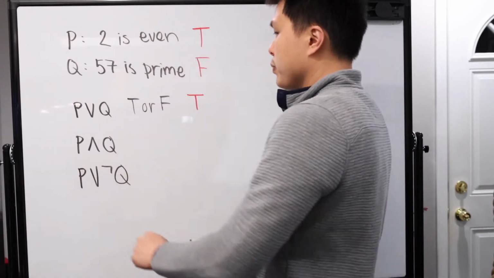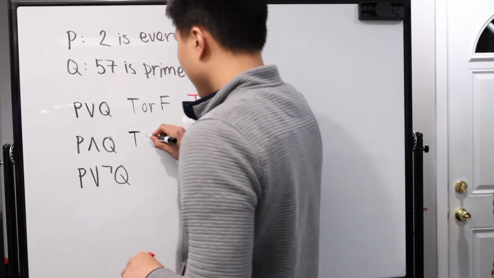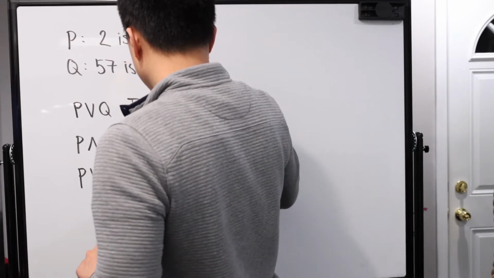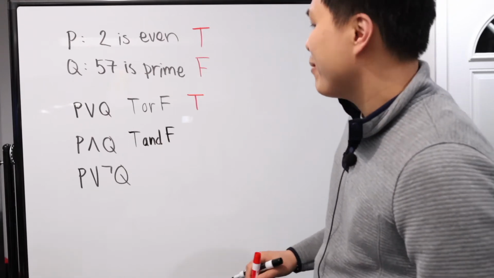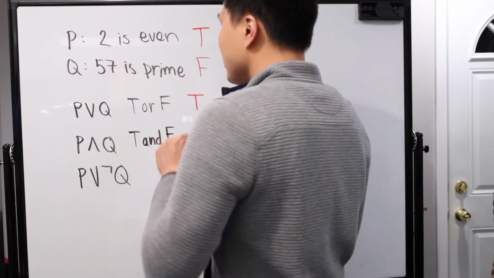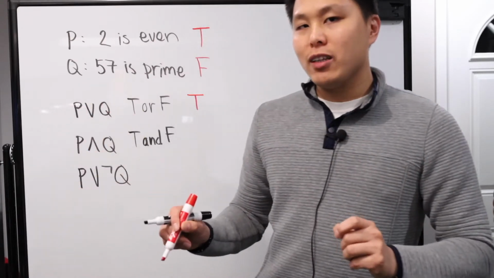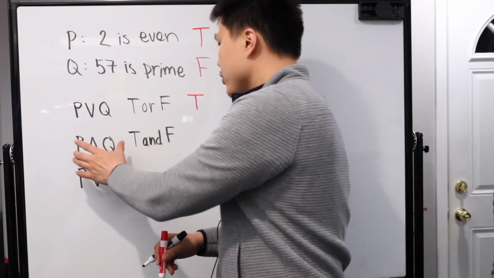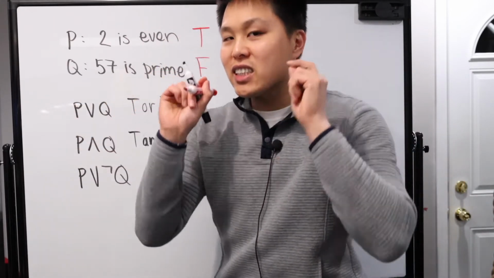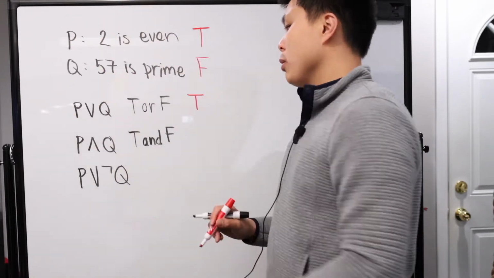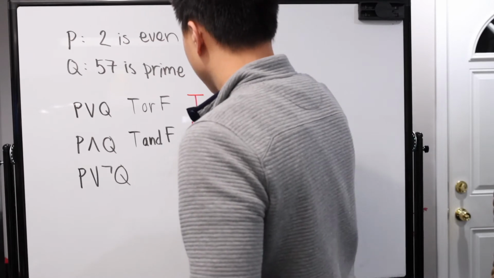Now let's look at this one though. P is true, and Q is false. Well, if we write it out like this, it clearly does not make sense. But remember, for AND statements, you have to ensure that every single aspect of it must be true for the combination itself to be true. If even a single one is false, then boom, it's going to be false. So in this case, it's true and false, which makes no sense. Of course, this whole statement is going to be false.